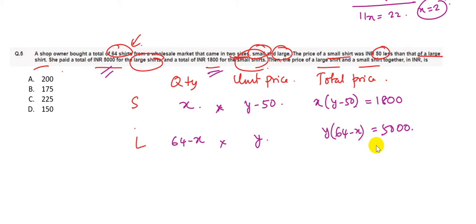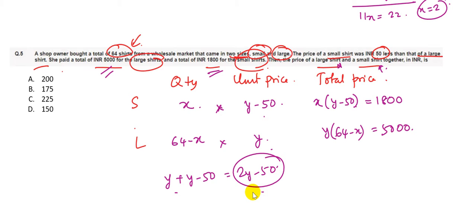Now we can see that we have two variables, x and y, and there are two equations. So obviously we can go with the quadratic route. Since I need the price of the large shirt and the small shirt, that means basically I need y plus y minus 50, which is 2y minus 50. Now I need the value of 2y minus 50. So basically I can eliminate x from both the equations, and that will give me a quadratic. For example, if I write x in terms of y from the first equation, this will be x equals 1,800 by y minus 50.